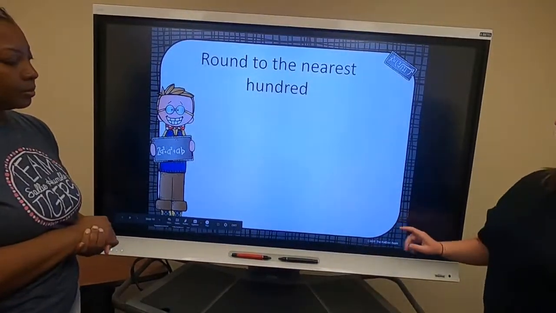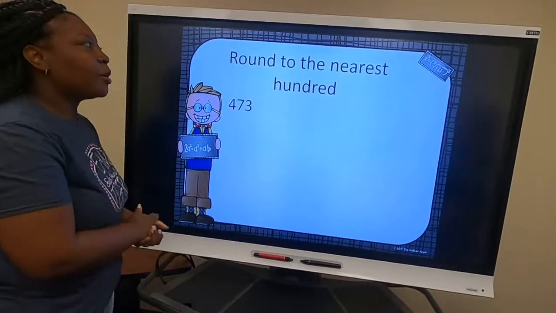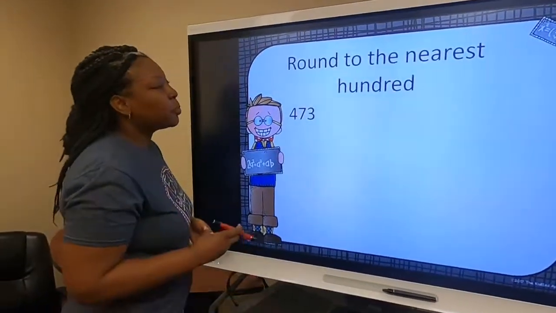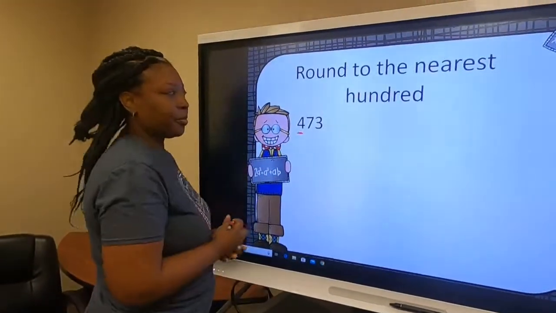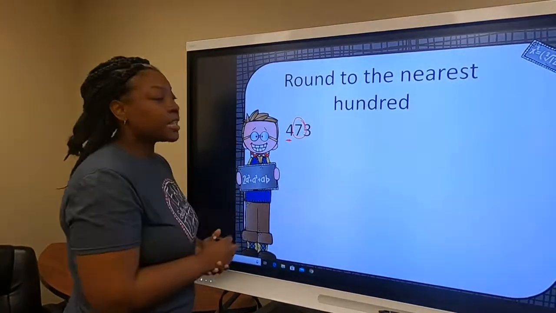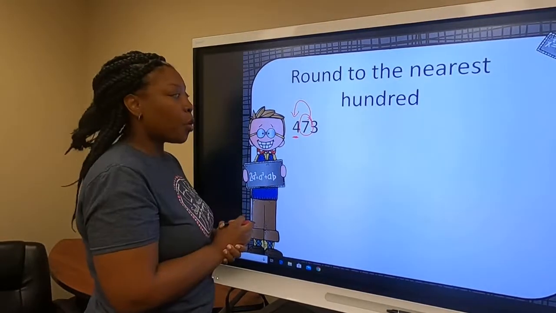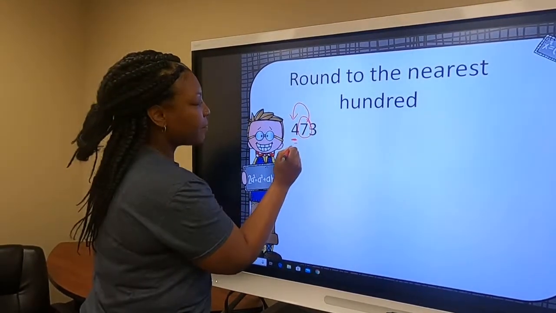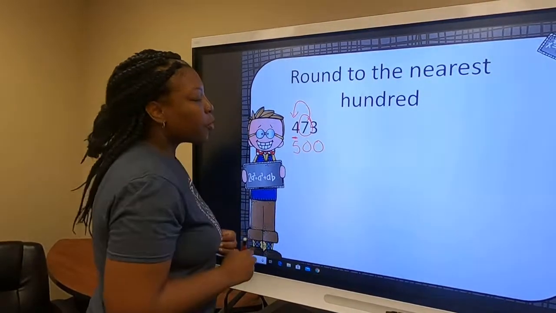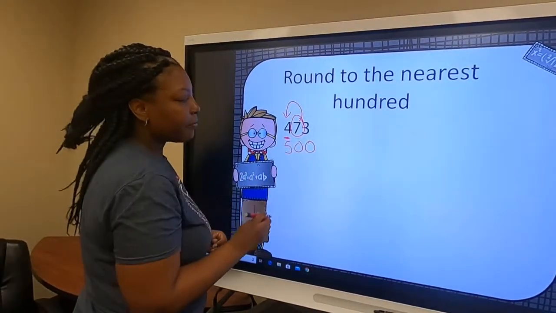Okay, so now I'm going to practice rounding to the nearest 100. So my hundreds place, I'm going to mark my spot. I'm going to go to the right. I'm going to circle my 7. My 7 is 5 or more. So my 7 tells me my 4 will become a 5. And everything to the right will become zeros. 473 rounded to the nearest 100 will be 500.